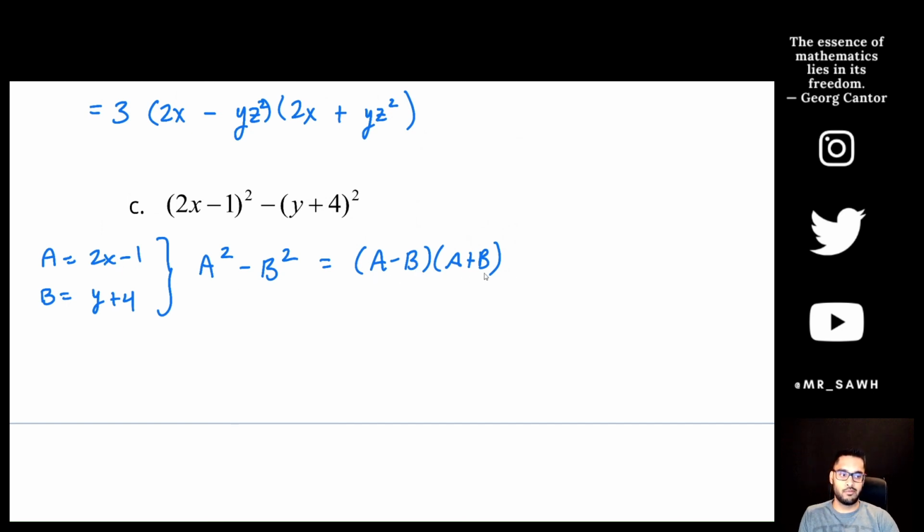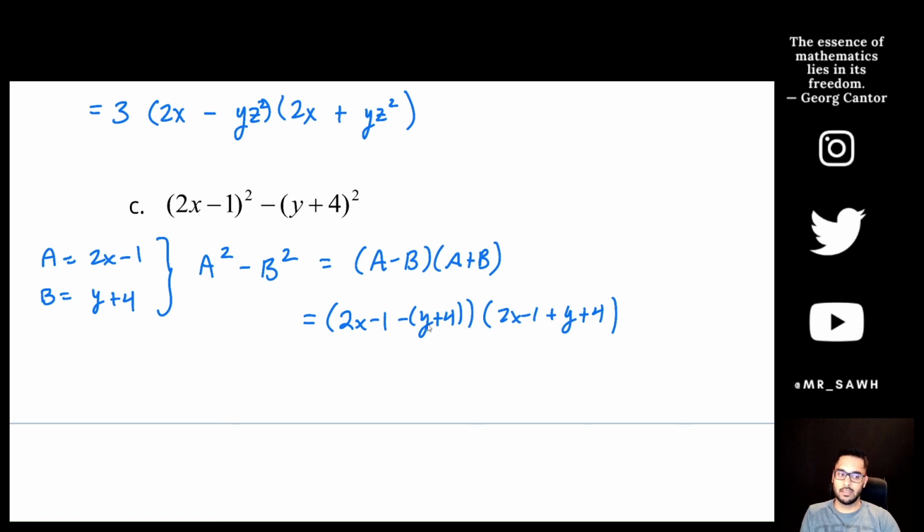So I know this is the format the factors will take, but I need them to be in terms of x, because that's what I started with. So 2x minus 1 minus the whole expression for b, so brackets are important there, 2x minus 1 plus y plus 4. Now I don't need the brackets for the second part here. With addition, it doesn't matter. Subtraction makes a big difference.